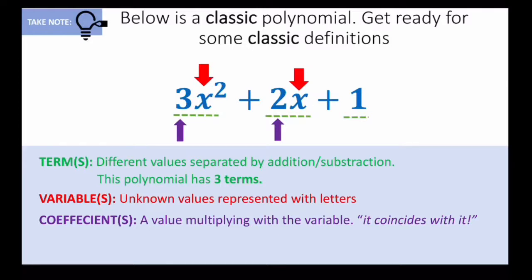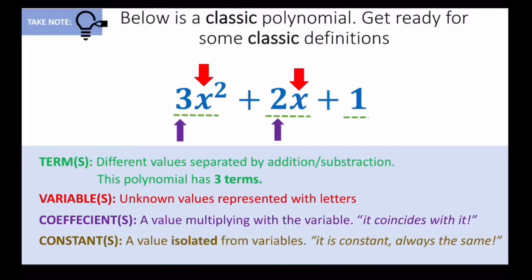A common mistake in grade 9 is they'll call this 1 a coefficient. This 1 is not a coefficient. It is known as the constant, a value isolated from variables. It is constantly the same. So when I identify what X is as a value, it will have no influence on my 1. That's why 1 is called a constant.